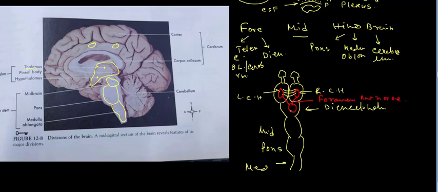The fourth ventricle runs through the midbrain, and the connection between the third and fourth ventricles is the Aqueduct of Sylvius. The Aqueduct of Sylvius is present between the third and the fourth ventricle. The fourth ventricle is continuous with the central canal of the spinal cord.